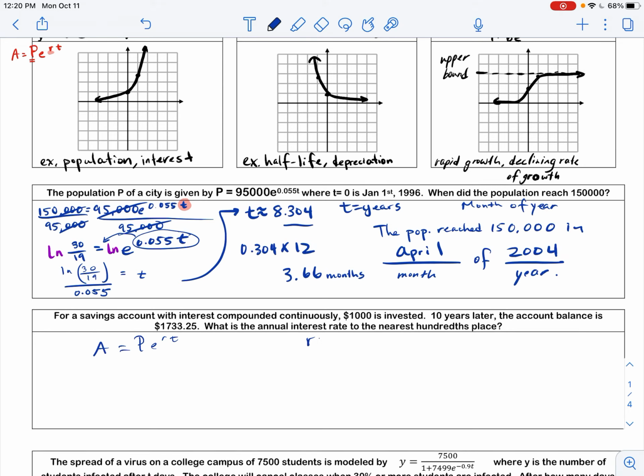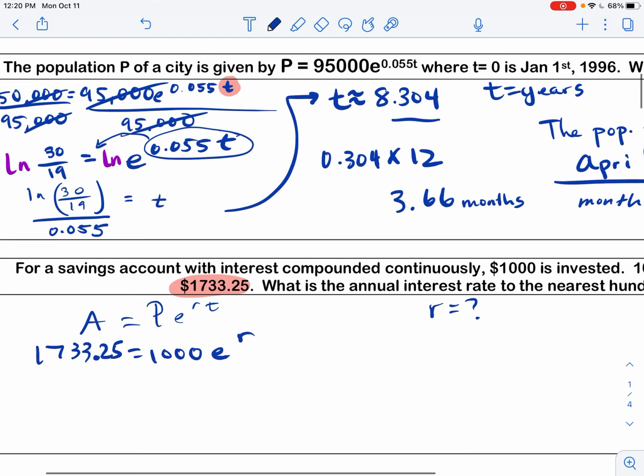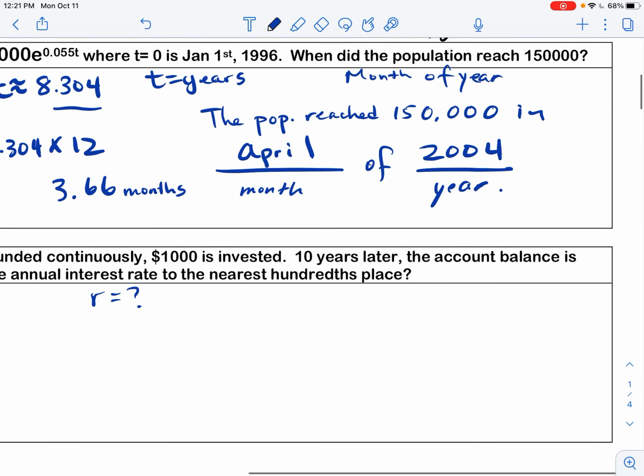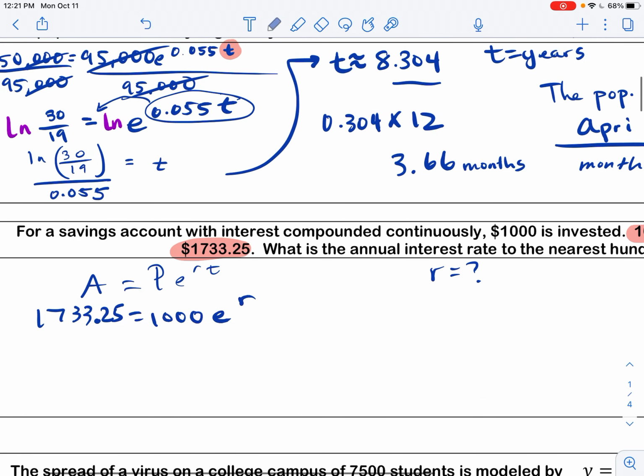So in other words, we need to solve for r, to the nearest hundredths place. All right, so let's go ahead and do this. So let's plug in what we know. We know that we started out with $1,000. We know we're going to be solving for r, and we're trying to see when it becomes $1733.25. And what other information are we given in this problem? If we go back here, it says 10 years later. We know that, so t is equal to 10. T is in years. So now that we have that, let's solve for r.